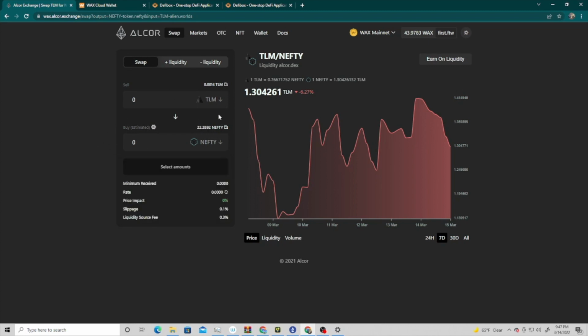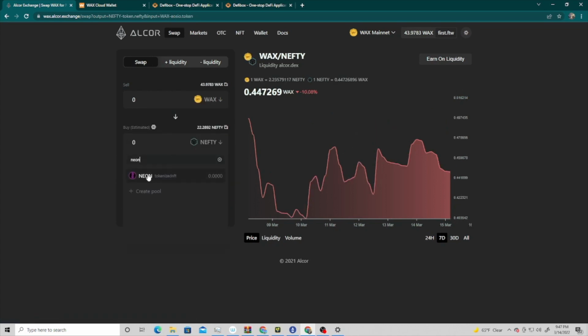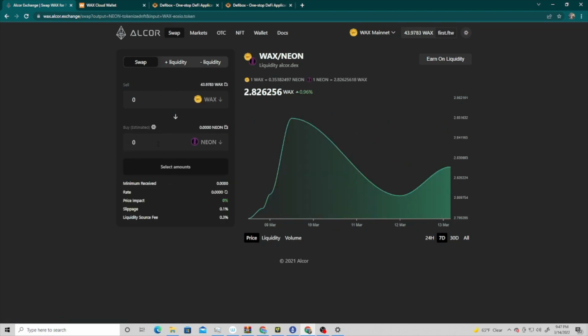But Neon token does have a pair of liquidity against Wax. So here, oh, and there it is. It did find that pair. So I could trade against Wax, but I can't trade against TLM because TLM doesn't have a direct pair existing for Neon. So what I would have to do is then use Wax to manually buy TLM from the pool and then use the Wax to then buy the Neon if I want to do that.